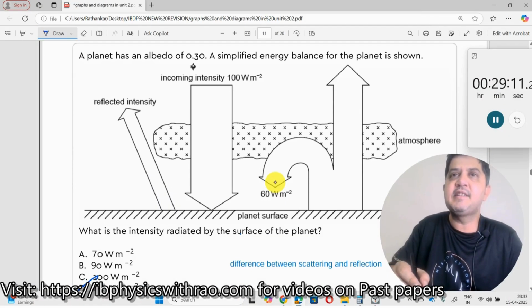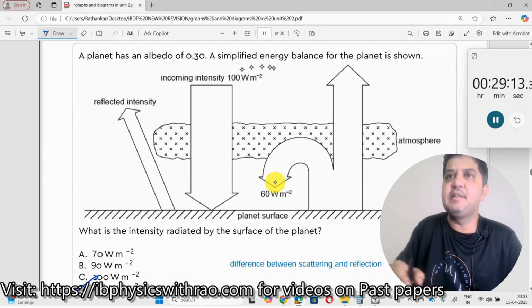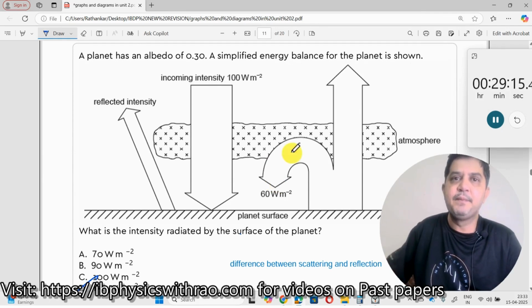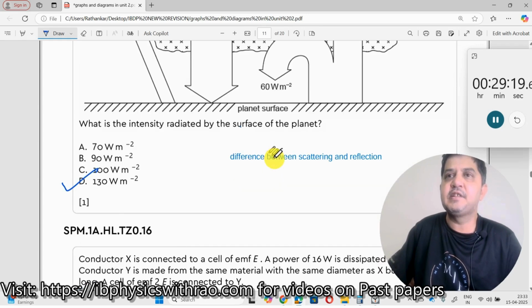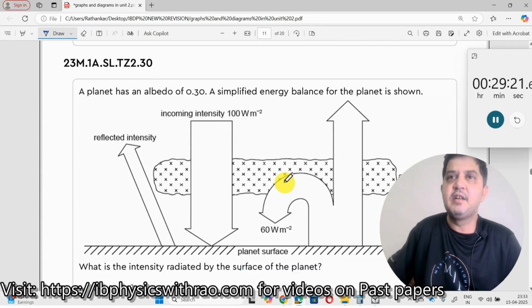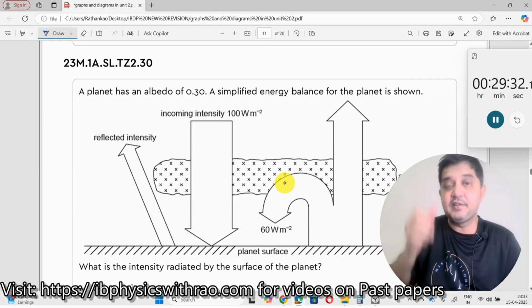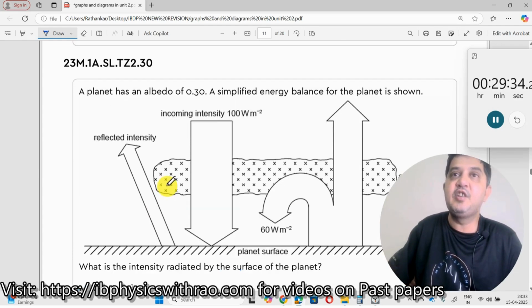A planet has an albedo of 0.3. A simplified energy balance for the planet is shown. What is the intensity radiated by the surface of the planet? Now you see 100 comes over here, then 60 goes upwards. Sorry, part of it gets reflected, and 60 once again comes over here. So as a result of this, now what is being given over here? It says 0.3. 0.3 is the albedo, which means what?